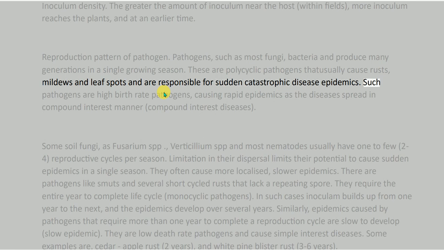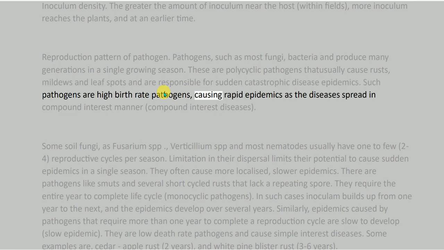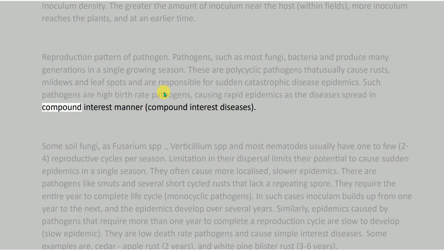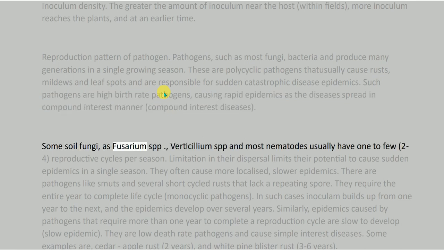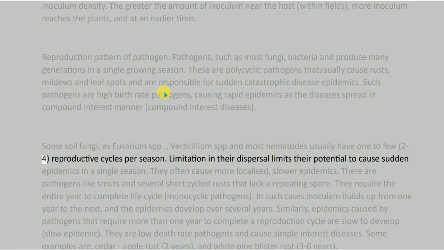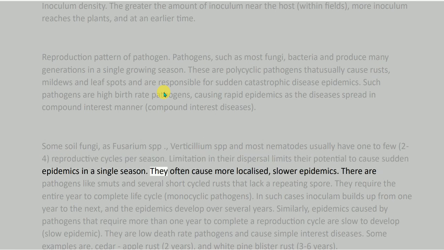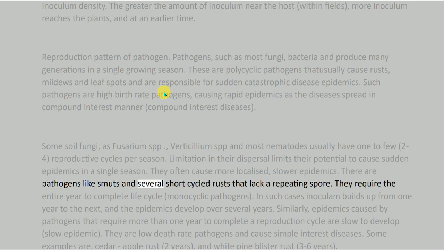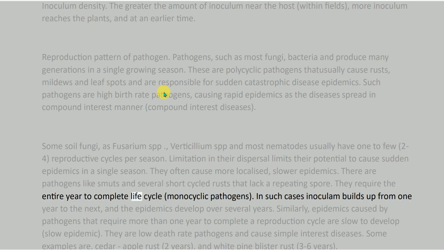Such pathogens are high birth rate pathogens, causing rapid epidemics as the diseases spread in a compound interest manner, compound interest diseases. Some soil fungi, such as Fusarium spp. and Verticillium spp., and most nematodes usually have 1 to 4 reproductive cycles per season. Limitation in their dispersal limits their potential to cause sudden epidemics in a single season. They often cause more localized, slower epidemics. There are pathogens like smuts and several short-cycled rusts that lack a repeating spore. They require the entire year to complete the life cycle, monocyclic pathogens.